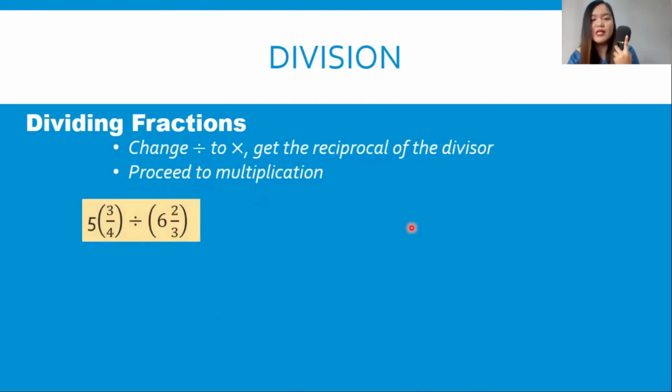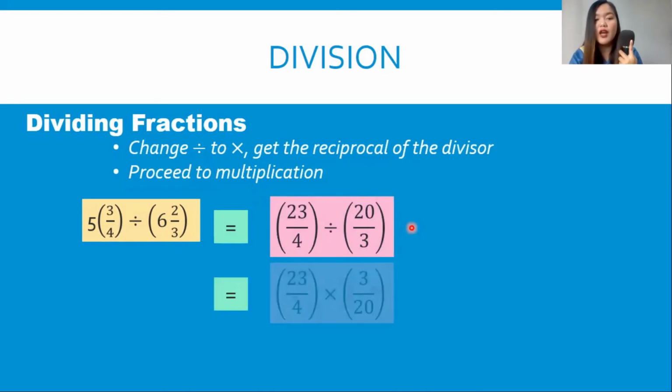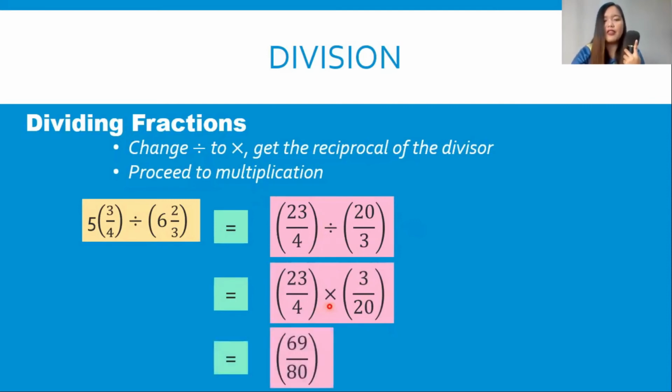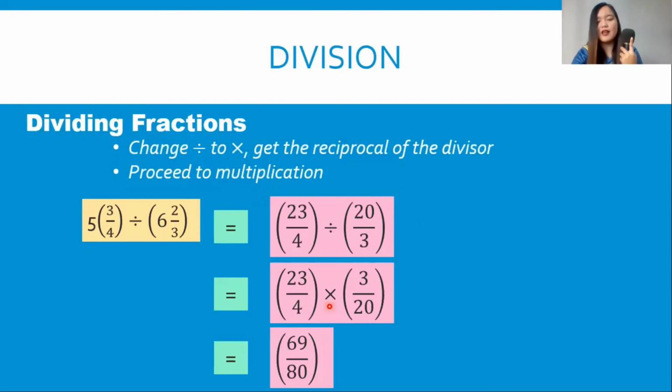Another is when you have a mixed number. If you have a mixed number, change that first to an improper fraction, and then proceed with keep, change, change: keep the first one, get the reciprocal, divide becomes times, and then that's now the answer. You cannot simplify that anymore kasi that is the simplified form.